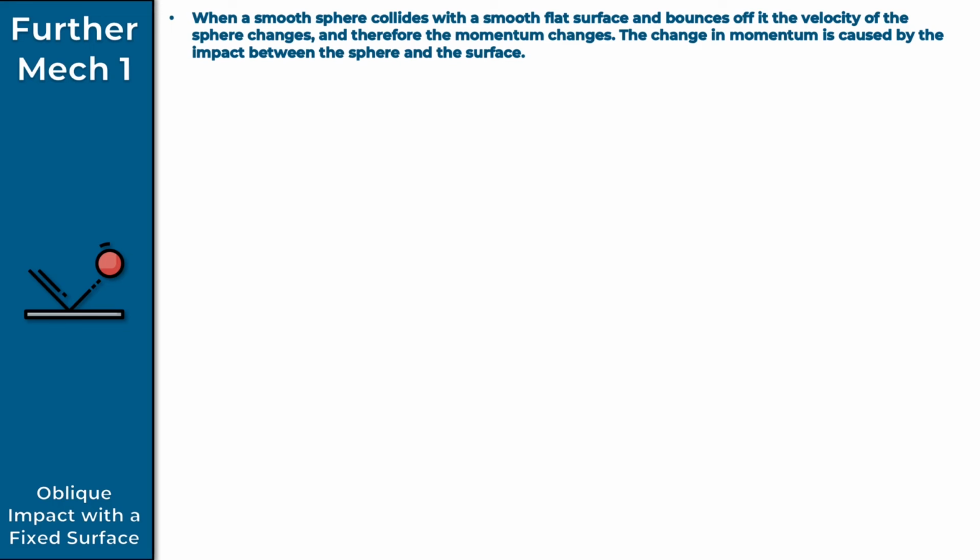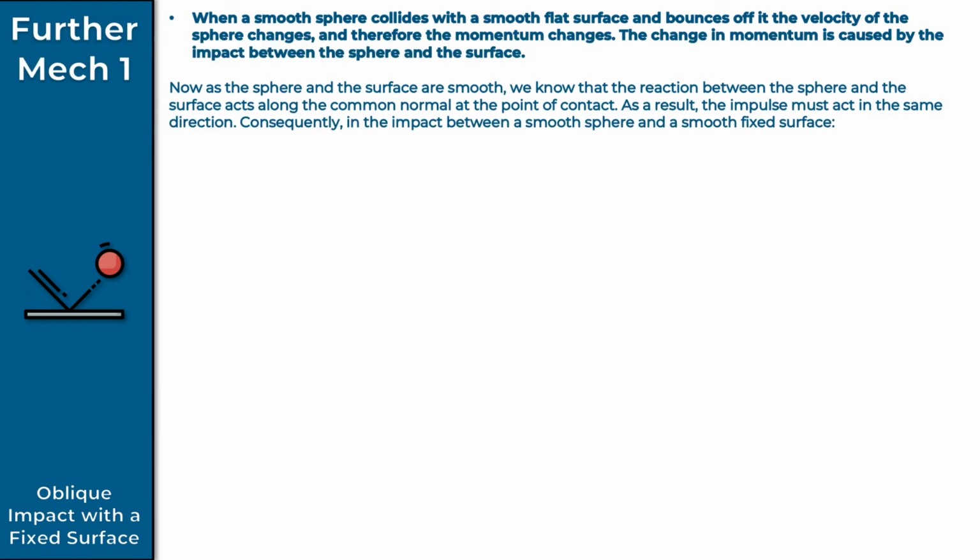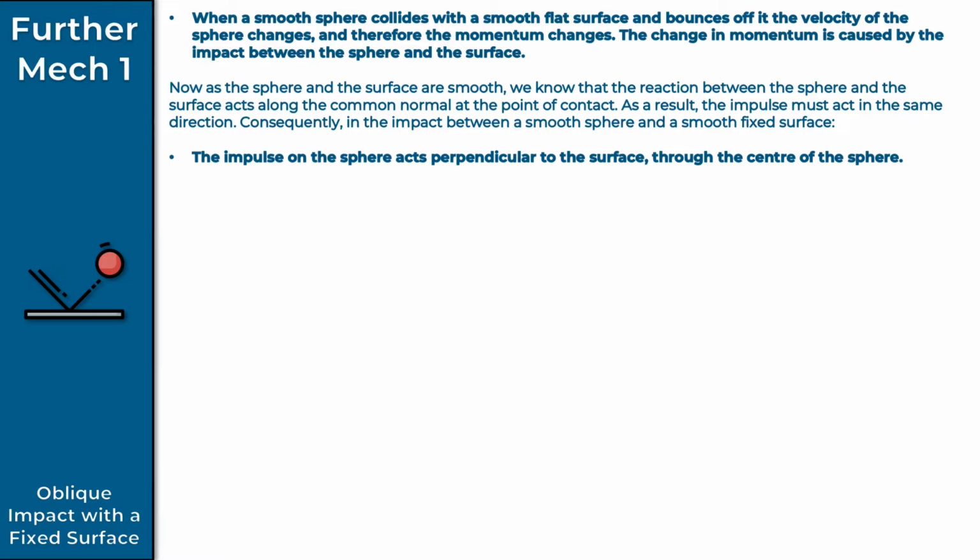To continue, you need to be aware that when a smooth sphere collides with a smooth flat surface and bounces off it, the velocity of the sphere changes, and therefore, as a result, the momentum also changes. The change in momentum is caused by the impact between the sphere and the surface. As the sphere and the surface are smooth, we know that the reaction between them acts on the common normal at the point of contact. As a result, the impulse must also act in the same direction. Consequently, in the impact between a smooth sphere and a smooth fixed surface, the impulse on the sphere acts perpendicular to the surface through the center of the sphere.